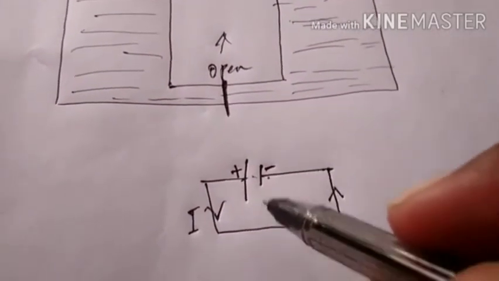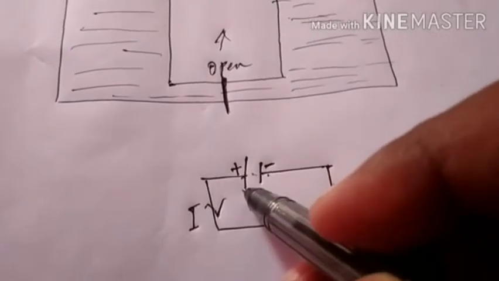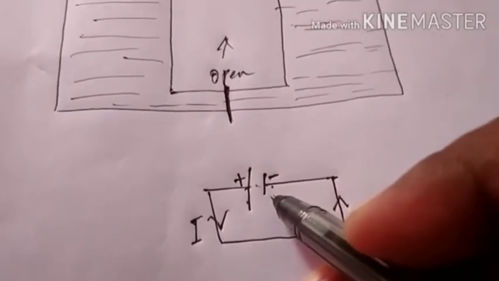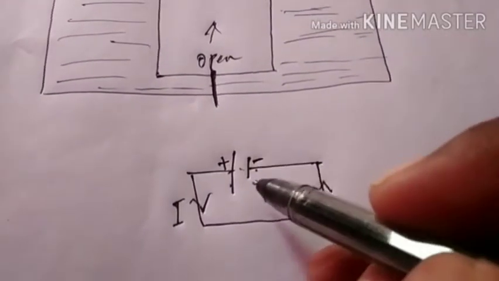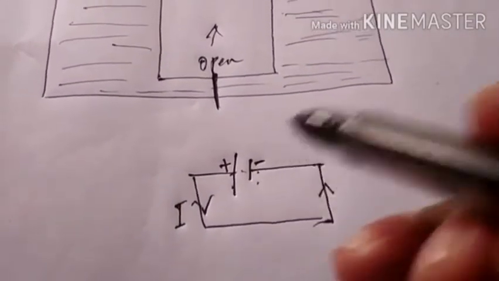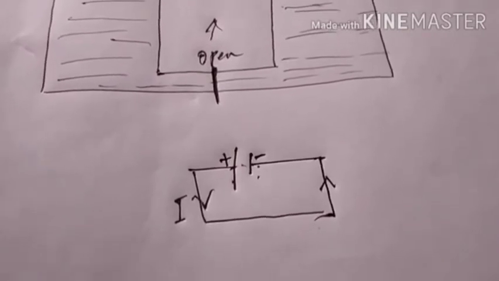And why does this battery give a current? Because of the potential difference. This is high potential and this we call low potential. That means the high pressure region we can consider as a high potential region, and the negative terminal as a low potential. So high potential minus low potential is called the potential difference.